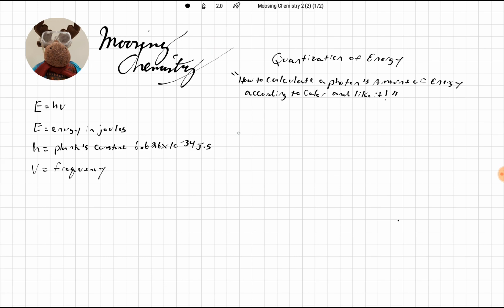All right, so let's go ahead and figure out this problem here. What is the energy of a photon of green light?